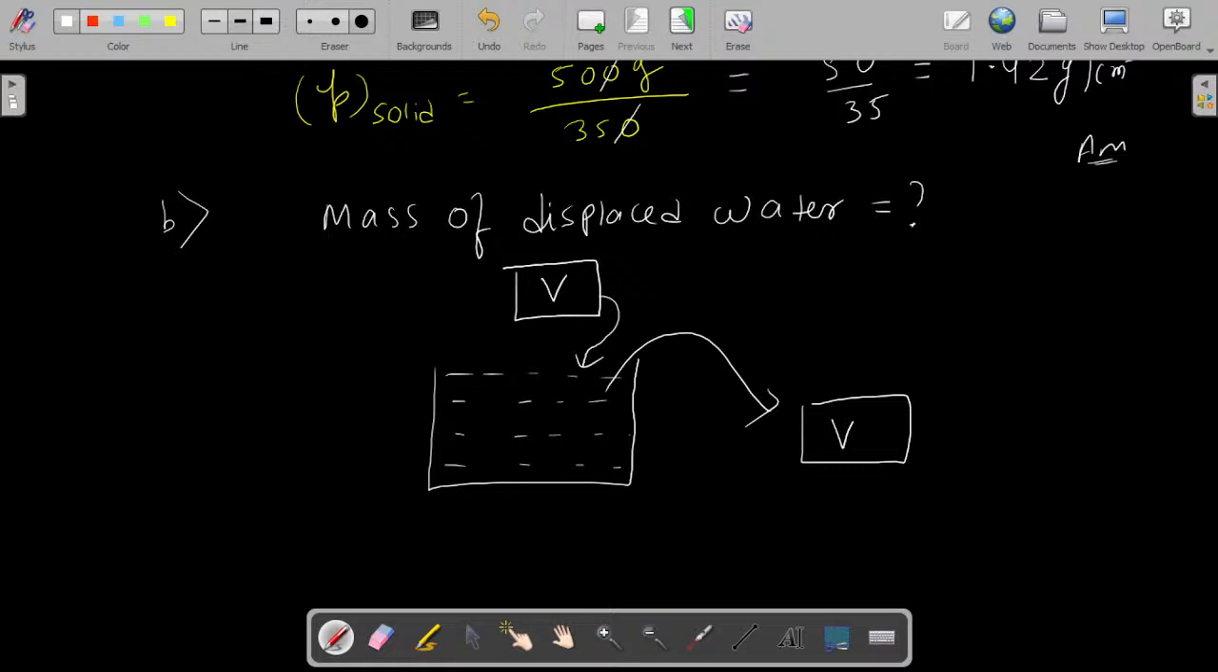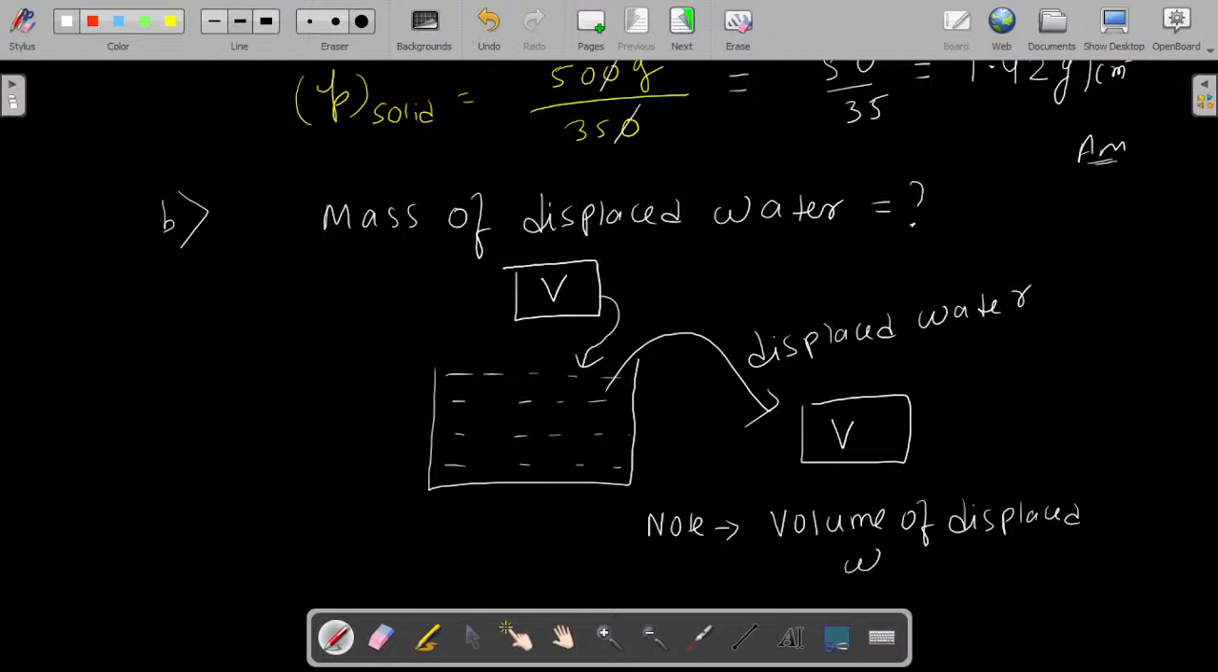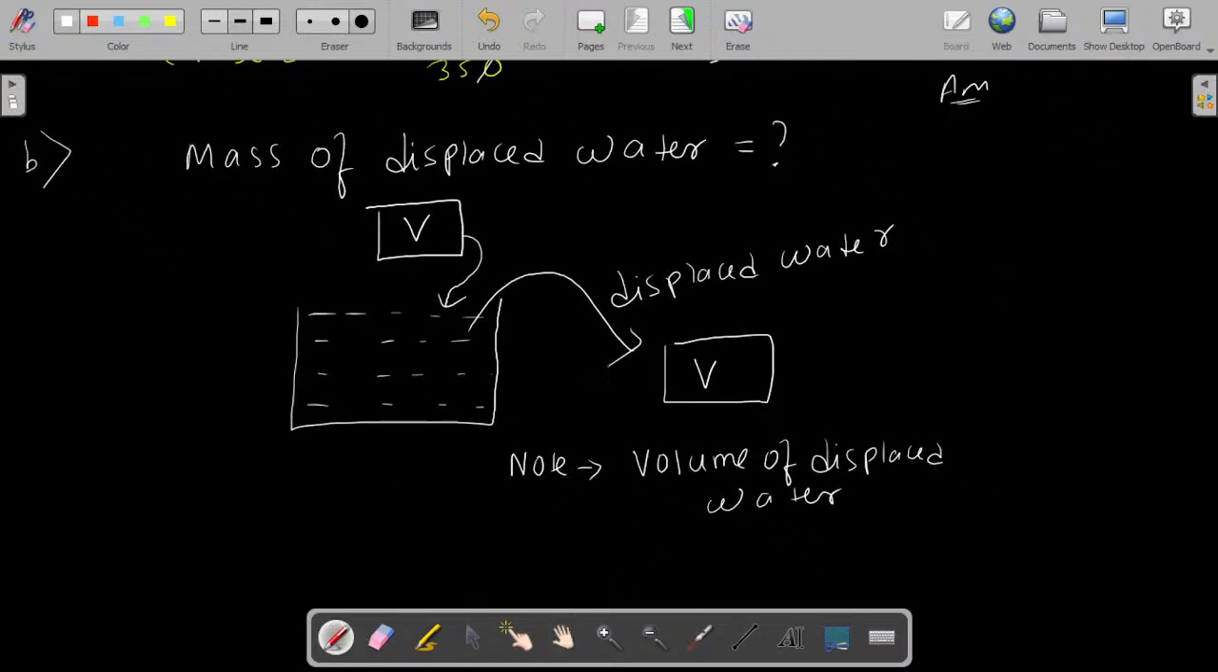Write down this important point. Note. Here also write: volume of displaced water. Volume of this displaced water is equal to the volume of the immersed object. Note down, this is very important.